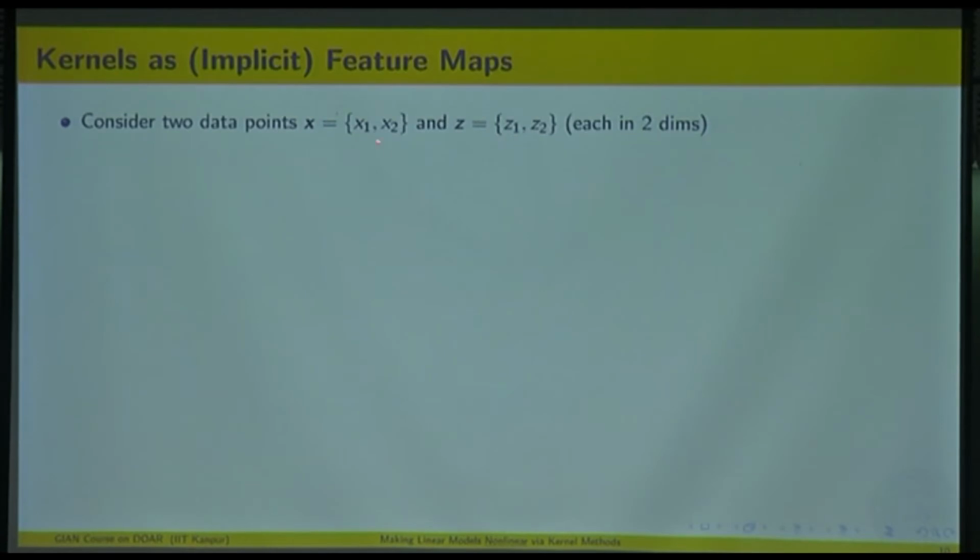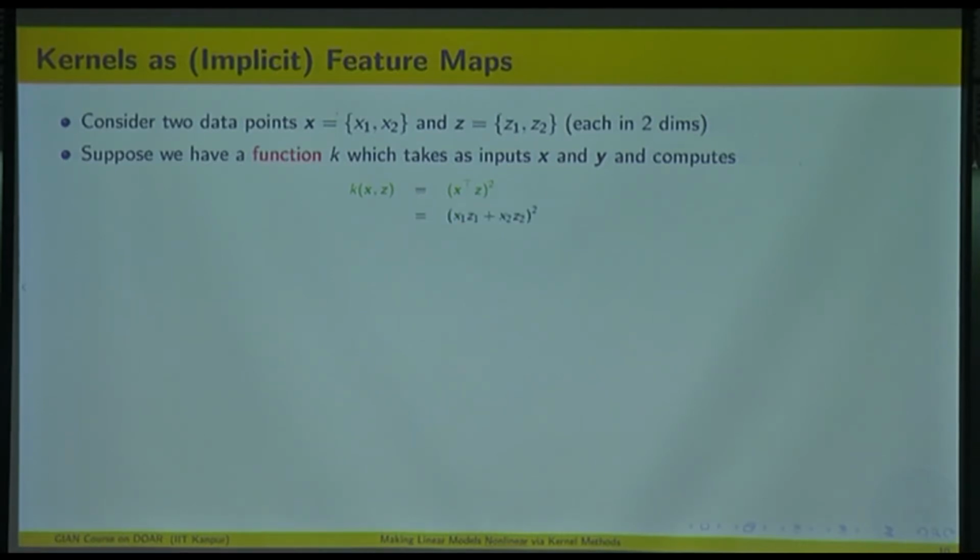Again, for simplicity, we will assume that we have data in 2 dimensions. So let's say we have 2 data points, x, which is (x1, x2), and z, which is (z1, z2). So these are 2 inputs in 2 dimensions. Now suppose we have a function k that takes as input x and z, the 2 points, and computes this quantity: (x transpose z) squared.